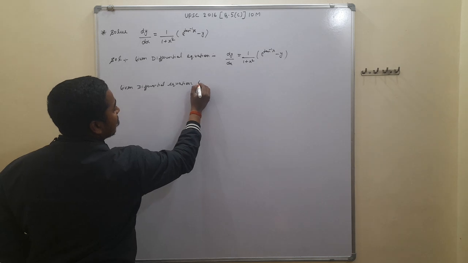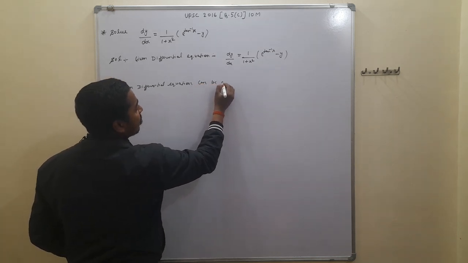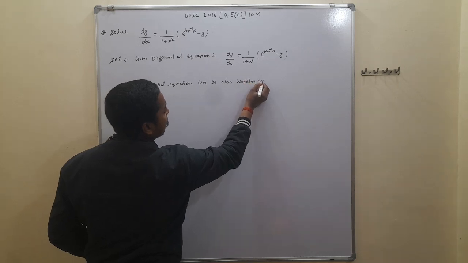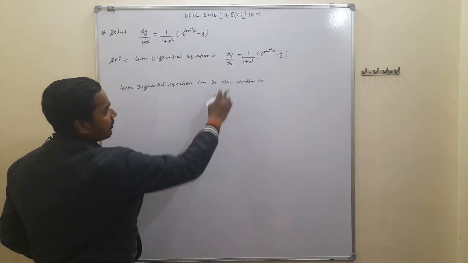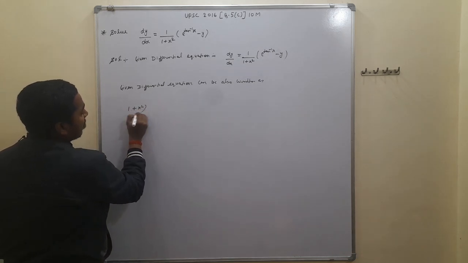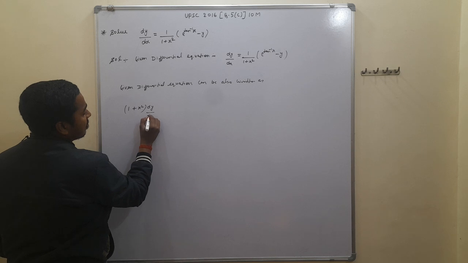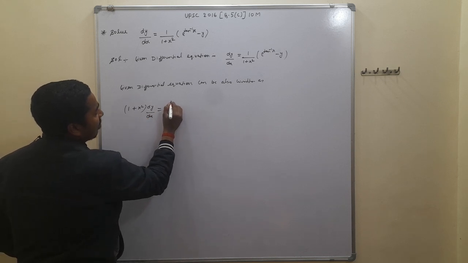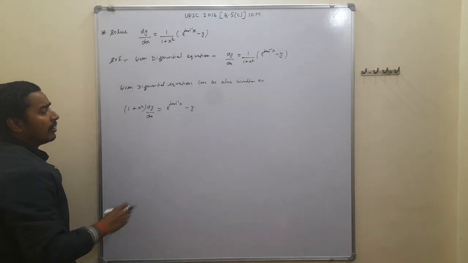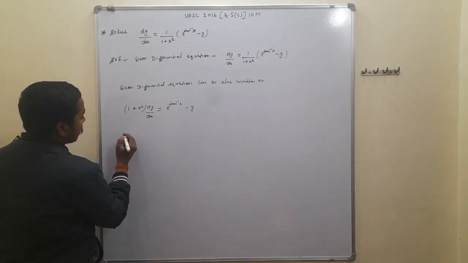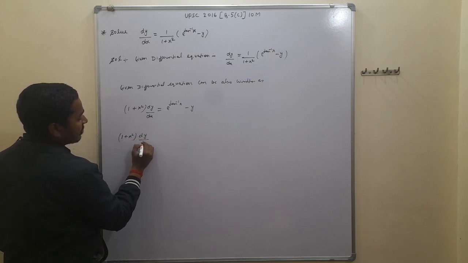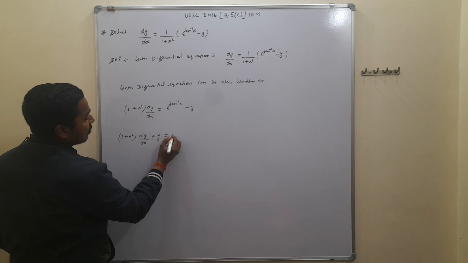The given differential equation can also be written as, cross multiplication of 1 plus x square with dy by dx. This gives 1 plus x square dy by dx is equal to e to the power of tan inverse of x minus y, and from here minus y is taken to the left hand side. This gives 1 plus x square into dy by dx plus y is equal to e to the power of tan inverse x.